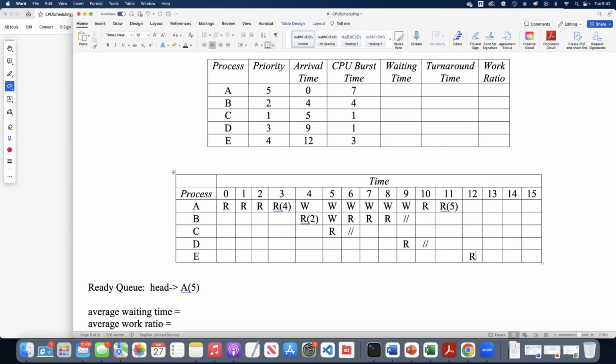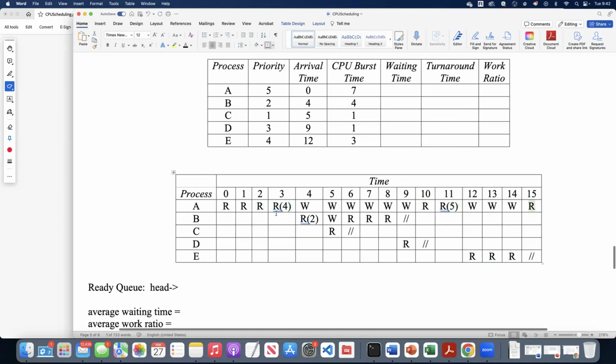Now E is running and A is waiting. At time 13, E running, A waiting. Now at time 15, E terminates. A is selected and dispatched to run on the CPU. Now after time 15, process A terminates. 4, 5, 6, 7 time units. A runs on the CPU for 7 time units, A terminates.